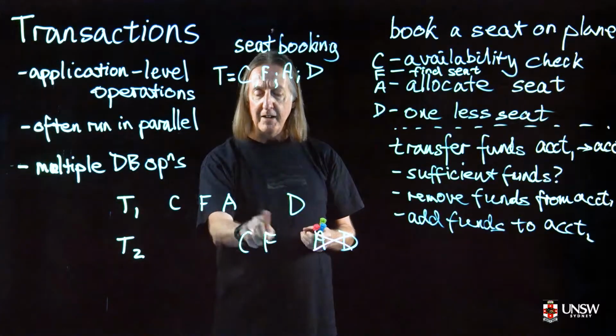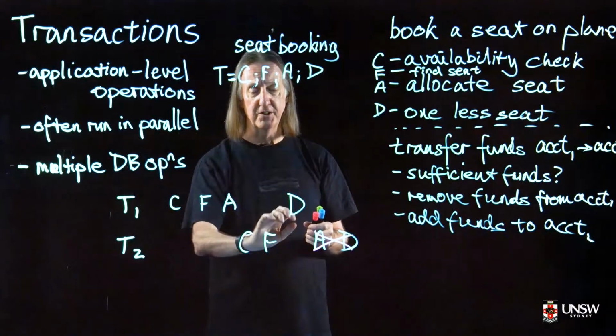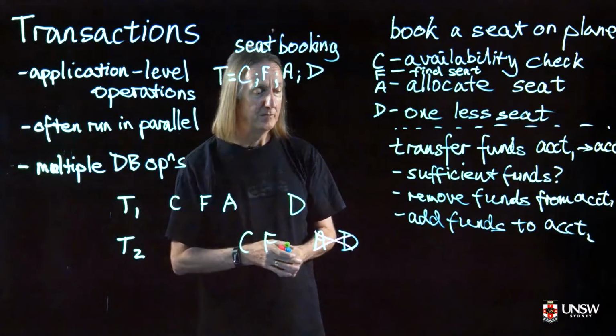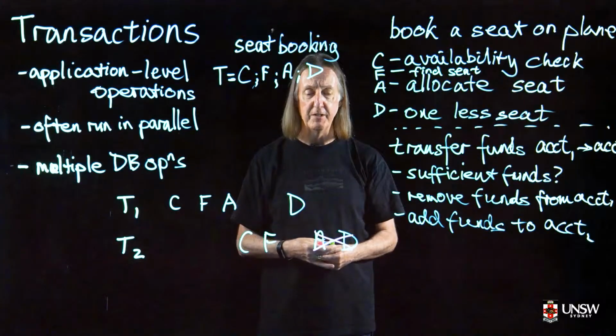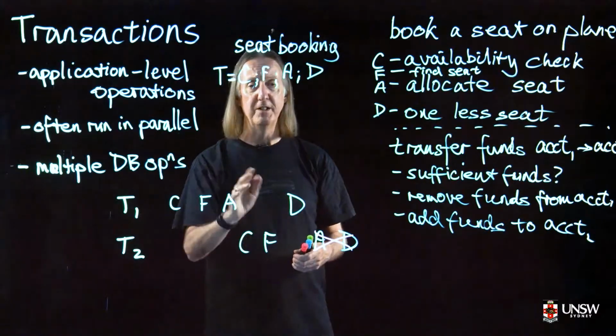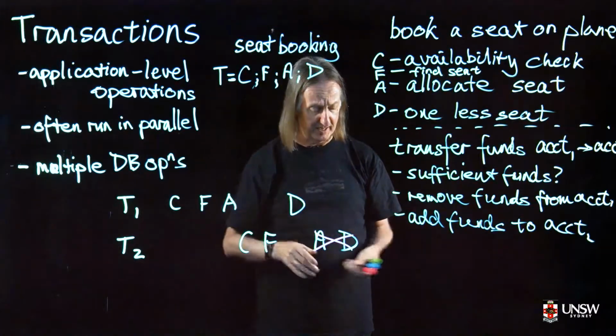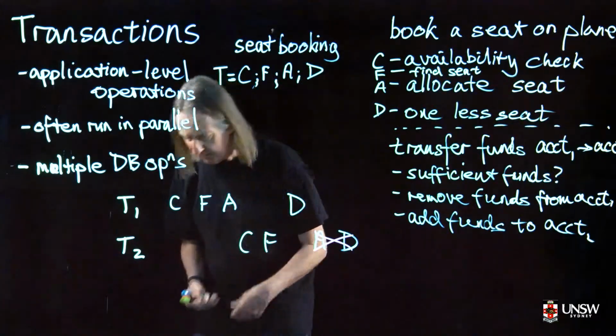So having T2 reached this point and given up because there are no seats available on the flight, it will then decrement and set the number of seats to 0. So anyone who comes along in future, when they perform this operation, they'll give up straight away and say, oh, there are no seats left on the flight.